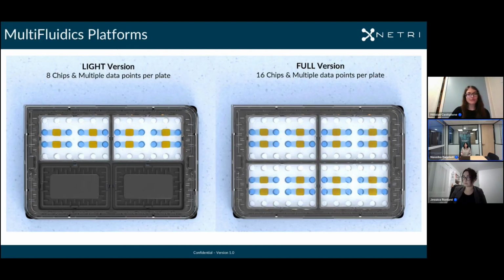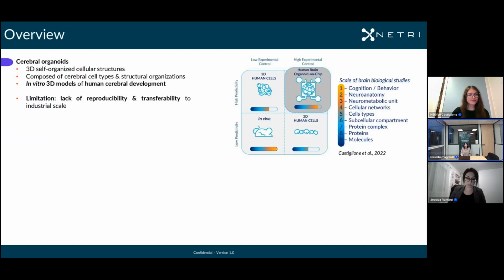And so these devices come in two versions. You have a version that is a plate with 8 chips, and you have a full version with 16 chips. And so now I will let Eloise take the lead.